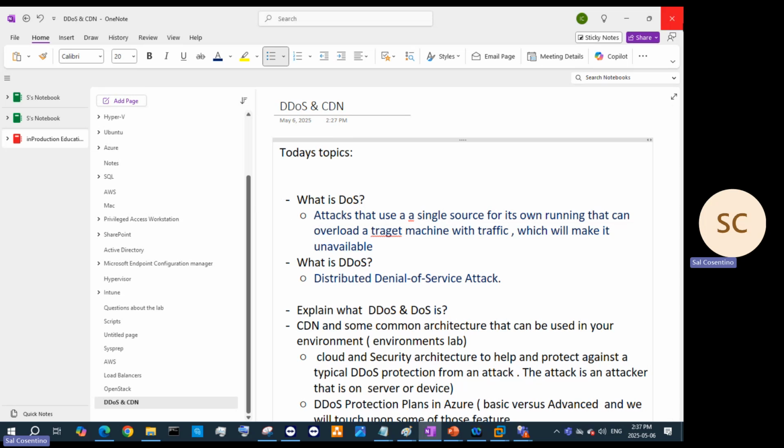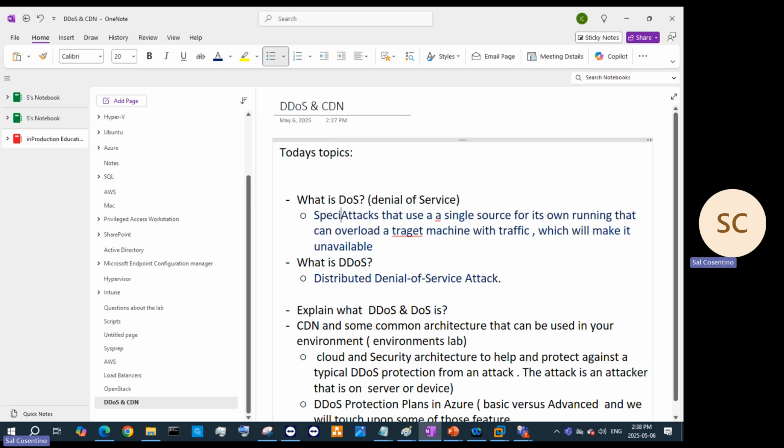Again, the DOS is denial of service. Obviously, we know that DOS is denial of service, right? So that's what that means, and that's important to know, especially when you're going in and answering questions like these specific questions. And again, DOS uses attacks. These are specific attacks that use a single source for its own running that can overload a target machine with traffic. Again, it could be any type of traffic, which will make it unavailable, right?